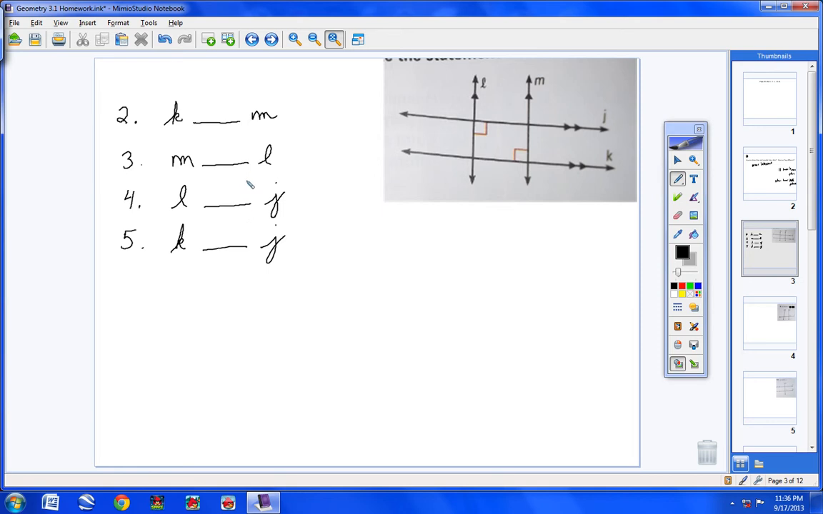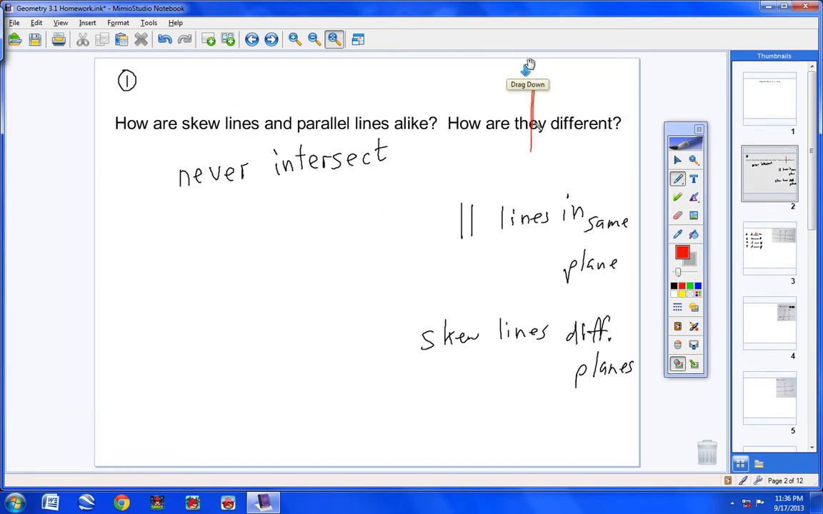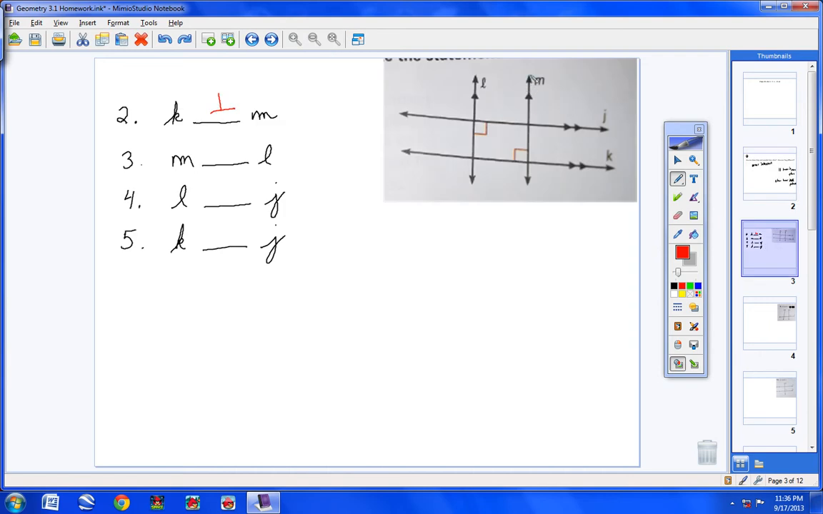Alright, numbers 2 through 5. The directions say in the book, fill in the blank with either parallel or perpendicular to make the statement true. So K and M. Here's K. Here's M. Looks like they're perpendicular to me. Perpendicular. M and L. Here's M, and here's L. Well, they look perpendicular to me. Or excuse me, parallel to me.